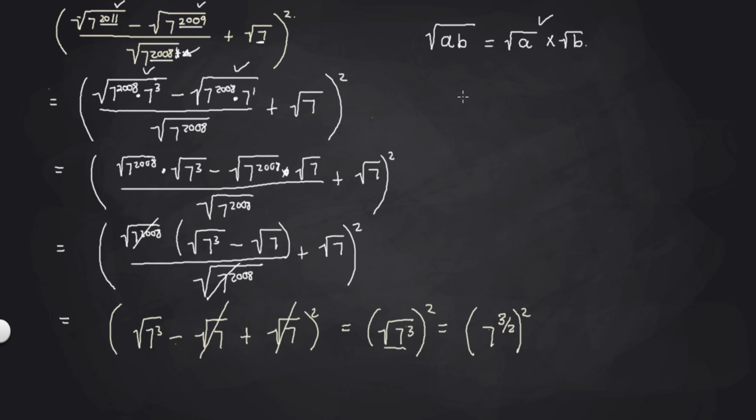I'm applying this principle: b to the power of m over n is equal to the nth root of b to the m. So this is a square root, so we always divide by 2. 3 over 2 times 2, applying an exponential law, it gives us a 3. So 7 raised to exponent 3, the answer is 343.